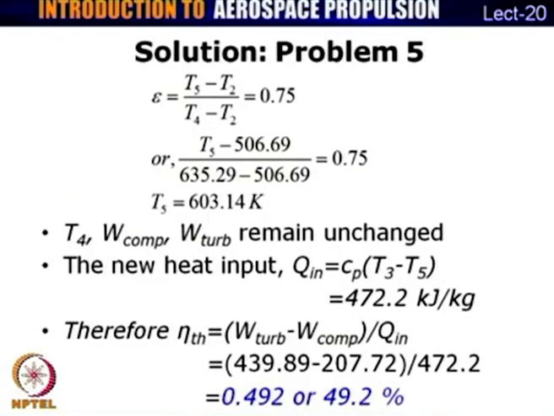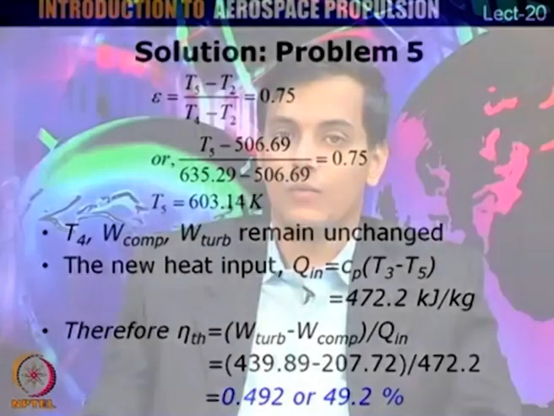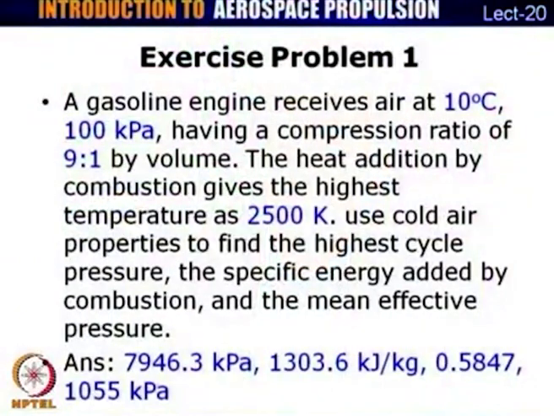So, this was problem number 5, and what I have now is a few exercise problems which you can solve based on our discussion during the earlier lectures as well as the tutorial that we have discussed today. So, exercise problem 1 is on an Otto cycle. A gasoline engine receives air at 10 degrees Celsius, 100 kilopascal, having a compression ratio of 9:1.